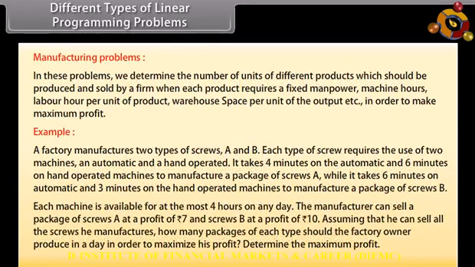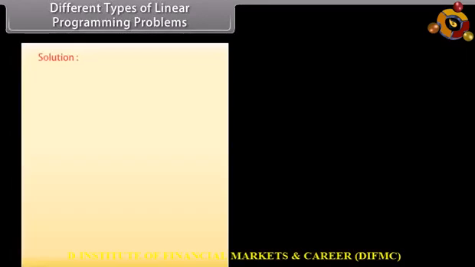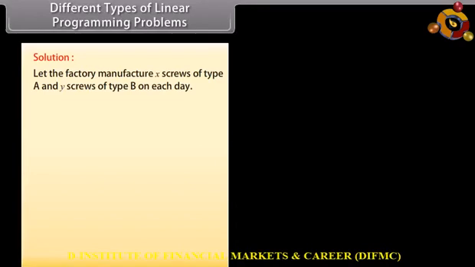The manufacturer can sell a package of screws A at a profit of Rs 7 and screws B at a profit of Rs 10. Assuming that he can sell all the screws he manufactures, how many packages of each type should the factory owner produce in a day in order to maximize his profit? Determine the maximum profit. Solution. Let the factory manufacture x screws of type A and y screws of type B on each day.